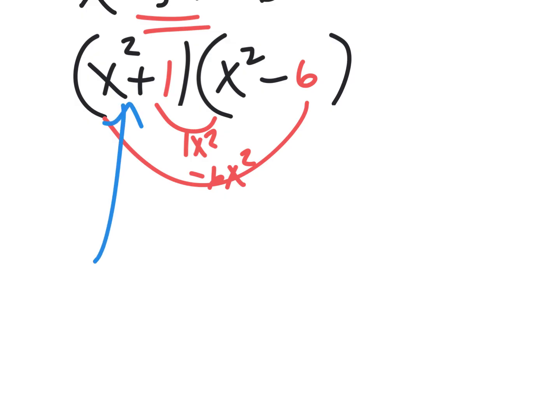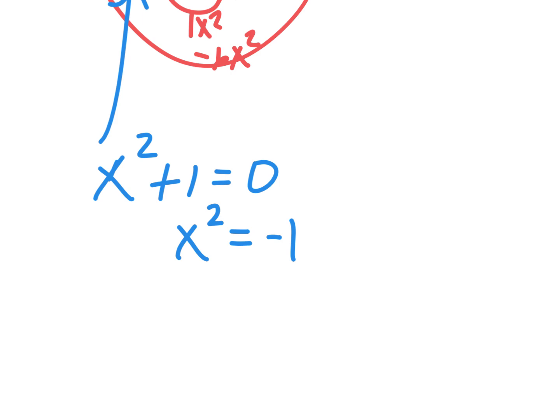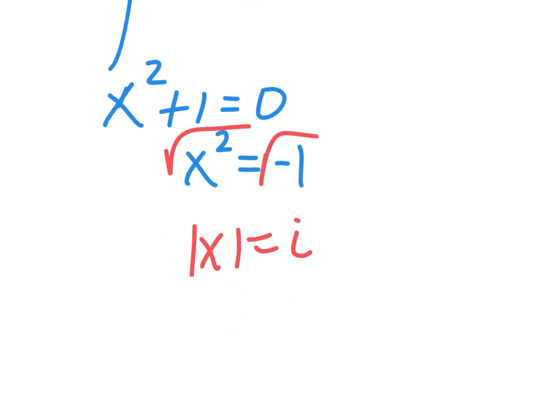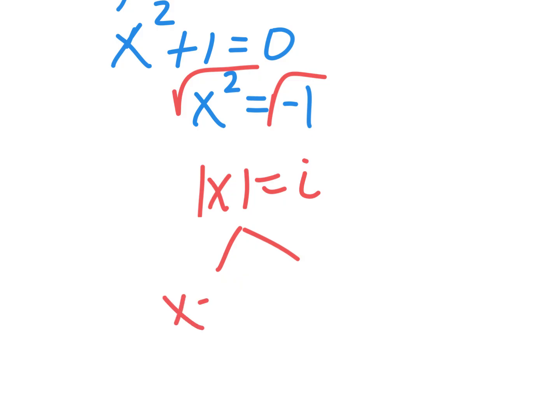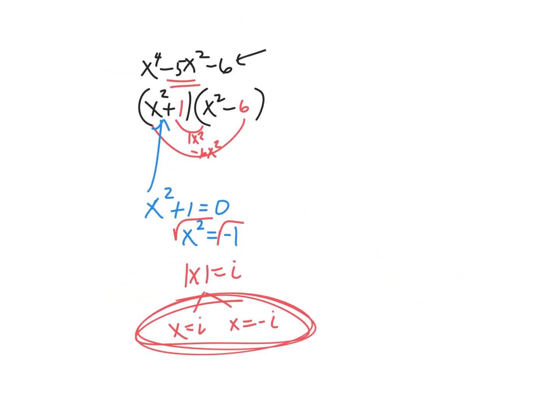And which part gives me the imaginaries? That part. How do I know? Because if I solve it equals 0, I end up very quickly getting a negative that I'm going to square root. And that means absolute value of x is i, and that tells me two things. x equals i, x equals negative i. There's my two imaginaries. Who had those right? I'm curious. It helps me know if we should practice more like that. Okay, cool, thank you.